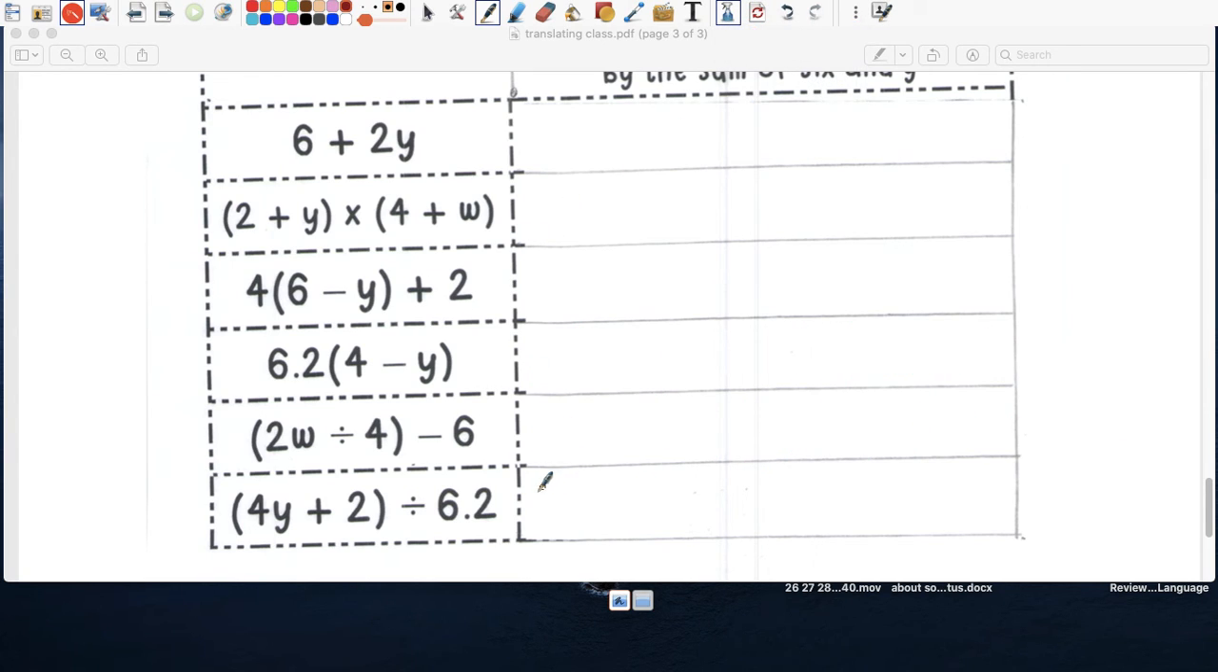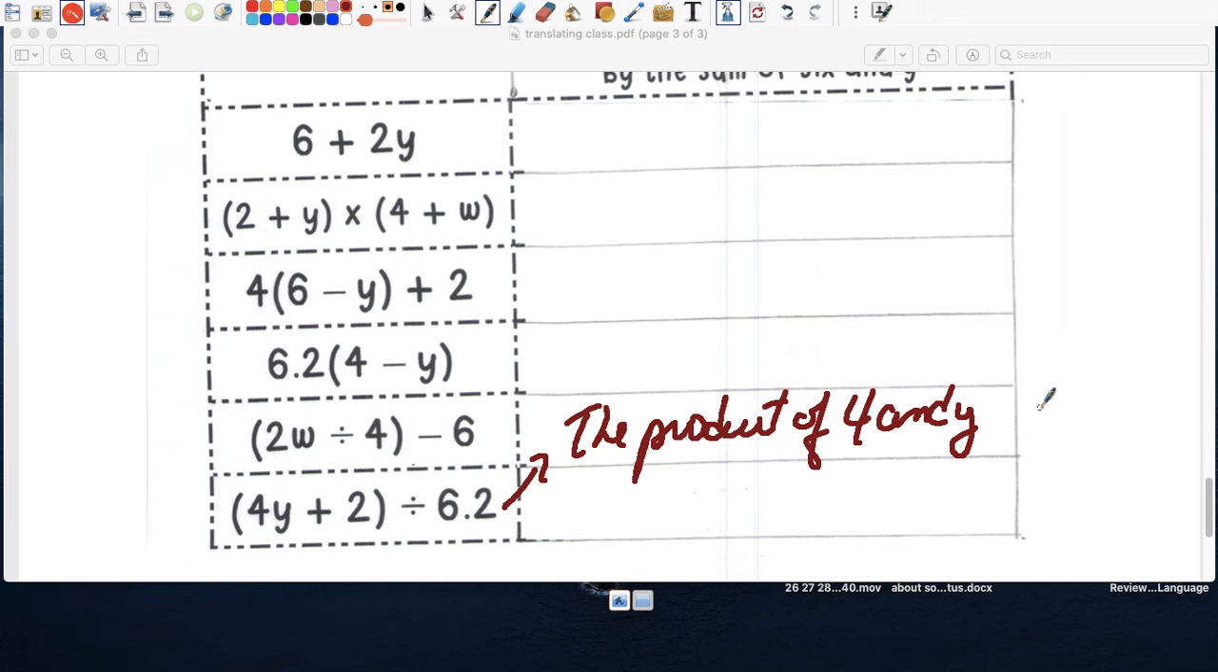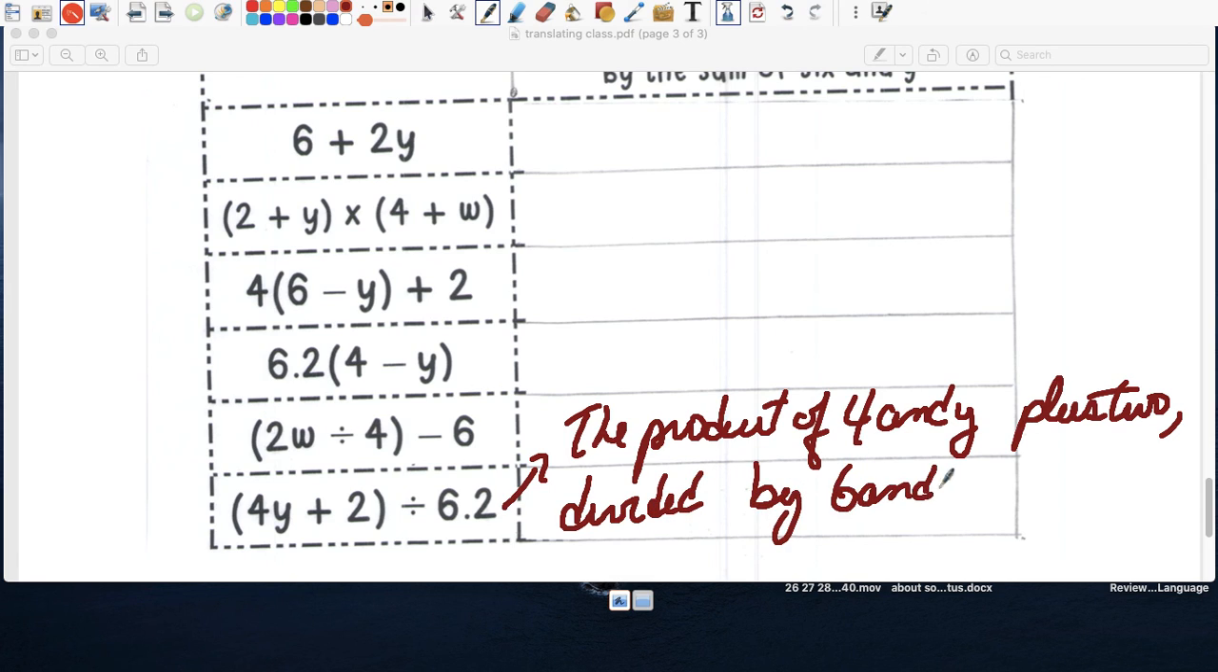Last one. I'm going to put it over here. Again, the product of 4 and y plus 2, divided by 6 and 2/10. Okay, so the last page was a little bit more difficult, but I think you can do it.